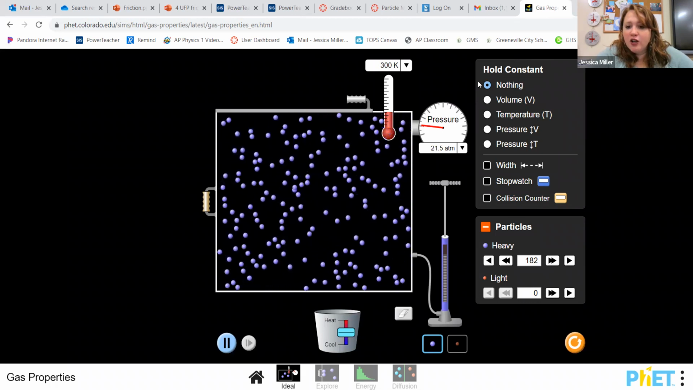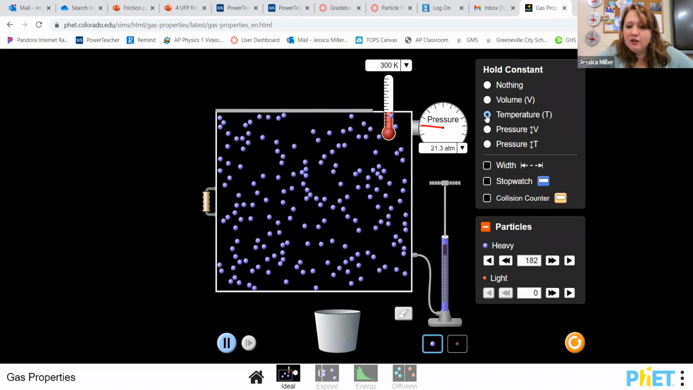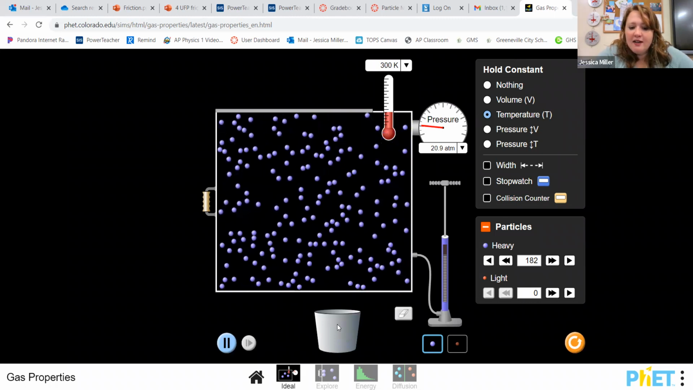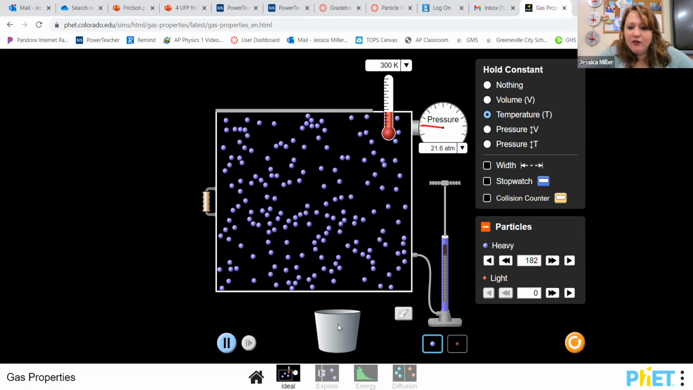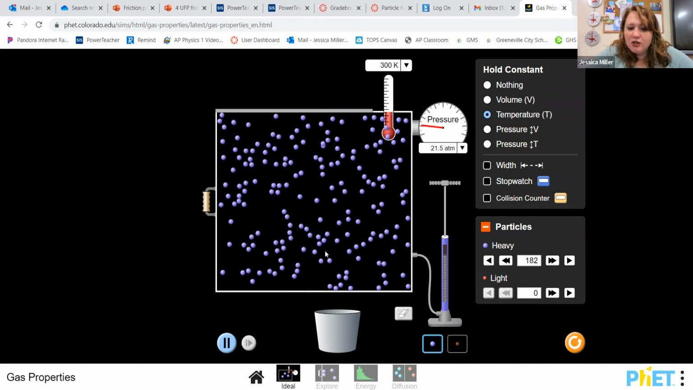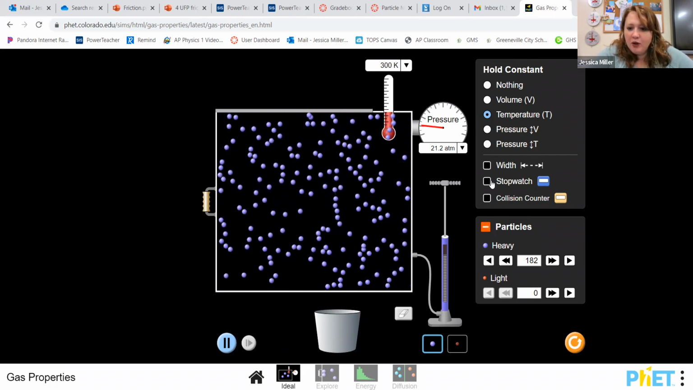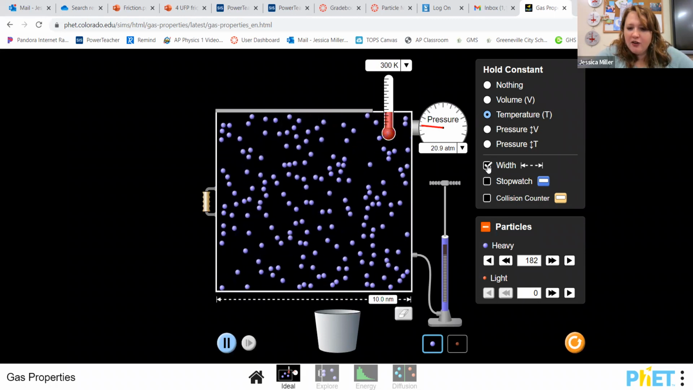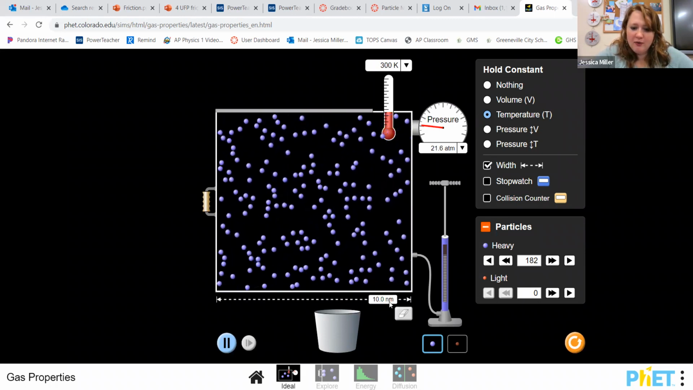And for pressure and volume, we need to make sure that temperature is held constant. So I'm going to check that. That means we can no longer add heat over here. And of course, we're leaving the number of particles constant. So we also want to make sure that the width is shown, that we can see that.